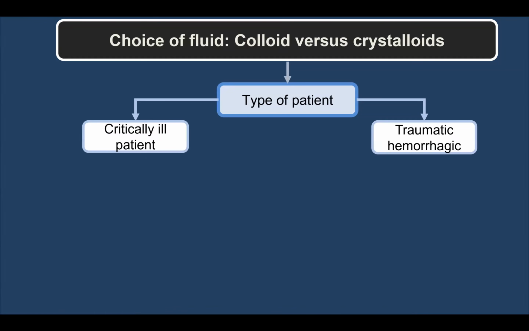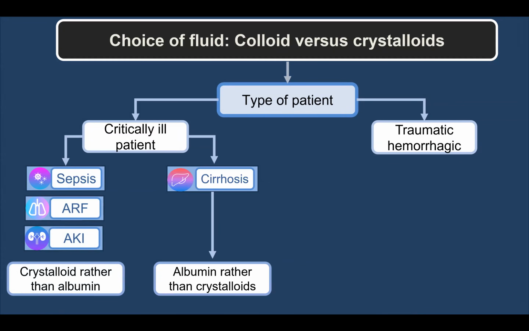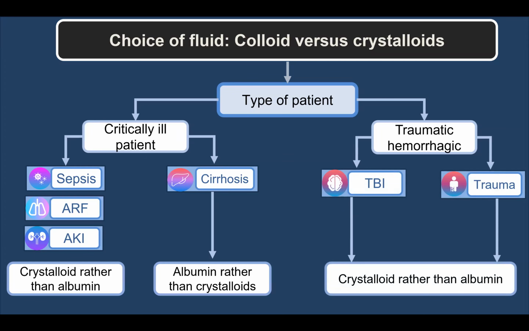It depends on the type of patient, whether a critically ill patient or a traumatic hemorrhagic patient. For a critically ill patient, if the patient has sepsis, acute respiratory failure, or acute kidney injury, we use crystalloid rather than albumin. While if you have cirrhosis, you use albumin rather than crystalloid. In a traumatic hemorrhagic patient with traumatic brain injury, use crystalloid rather than albumin. In trauma, you also use crystalloid rather than albumin.